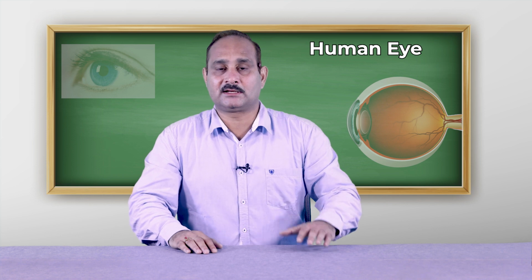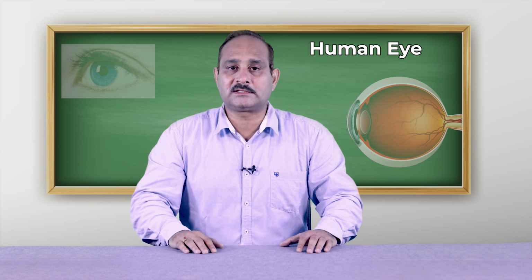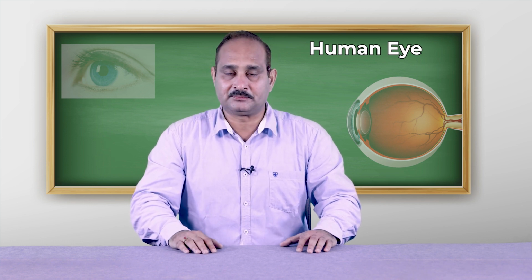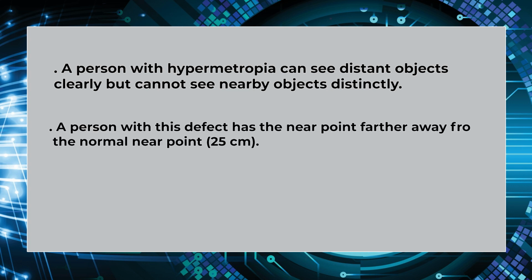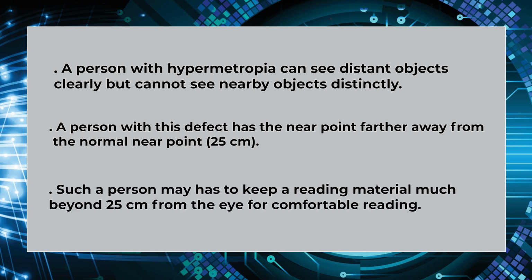Now, let us discuss another defect, that is known as hypermetropia, or long sightedness, or far sightedness. A person with hypermetropia can see distant objects clearly but cannot see nearby objects distinctly. A person with this defect has the near point farther away from the normal near point, that is, 25 centimeter. Such a person may have to keep reading material much beyond 25 centimeter from the eye for comfortable reading.